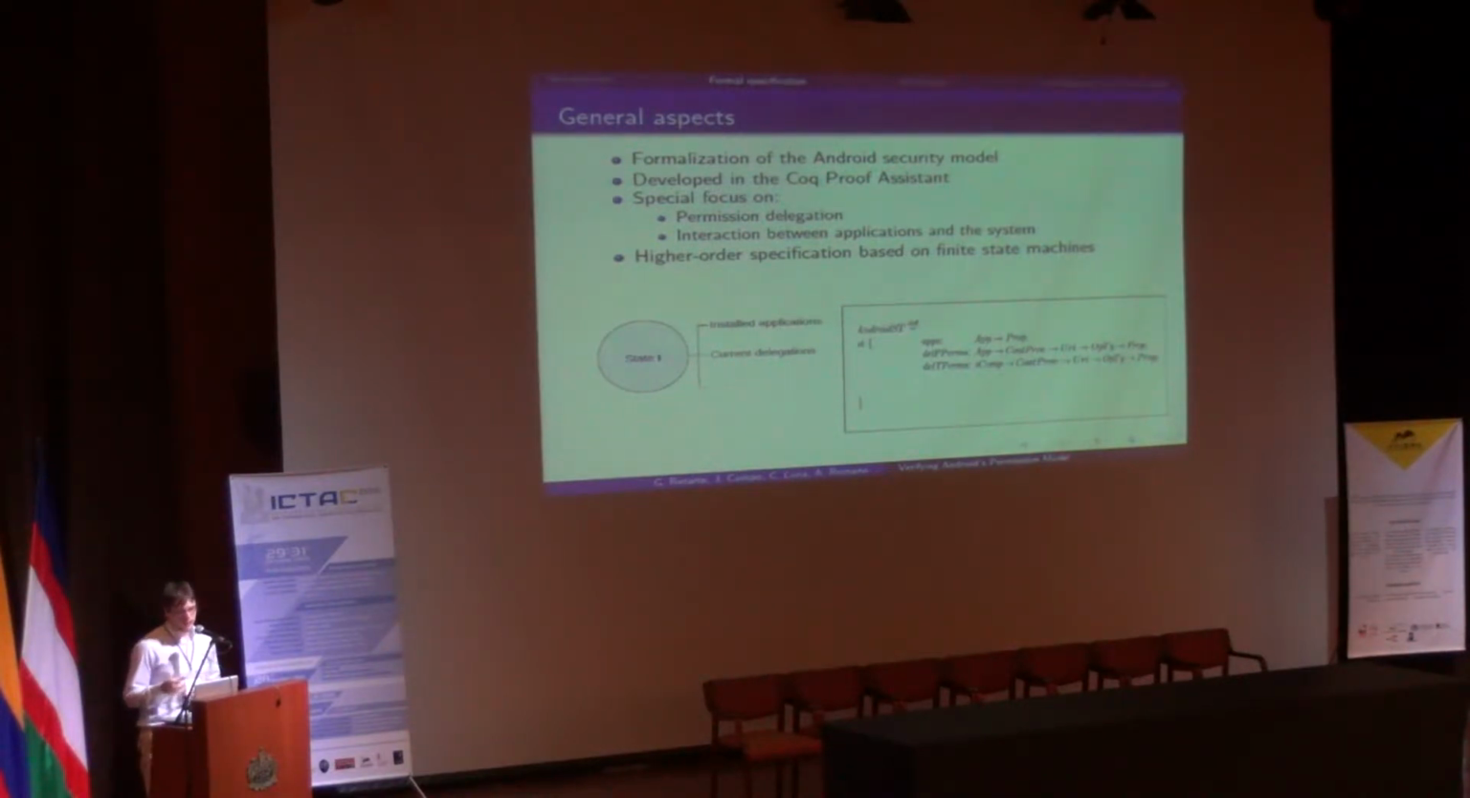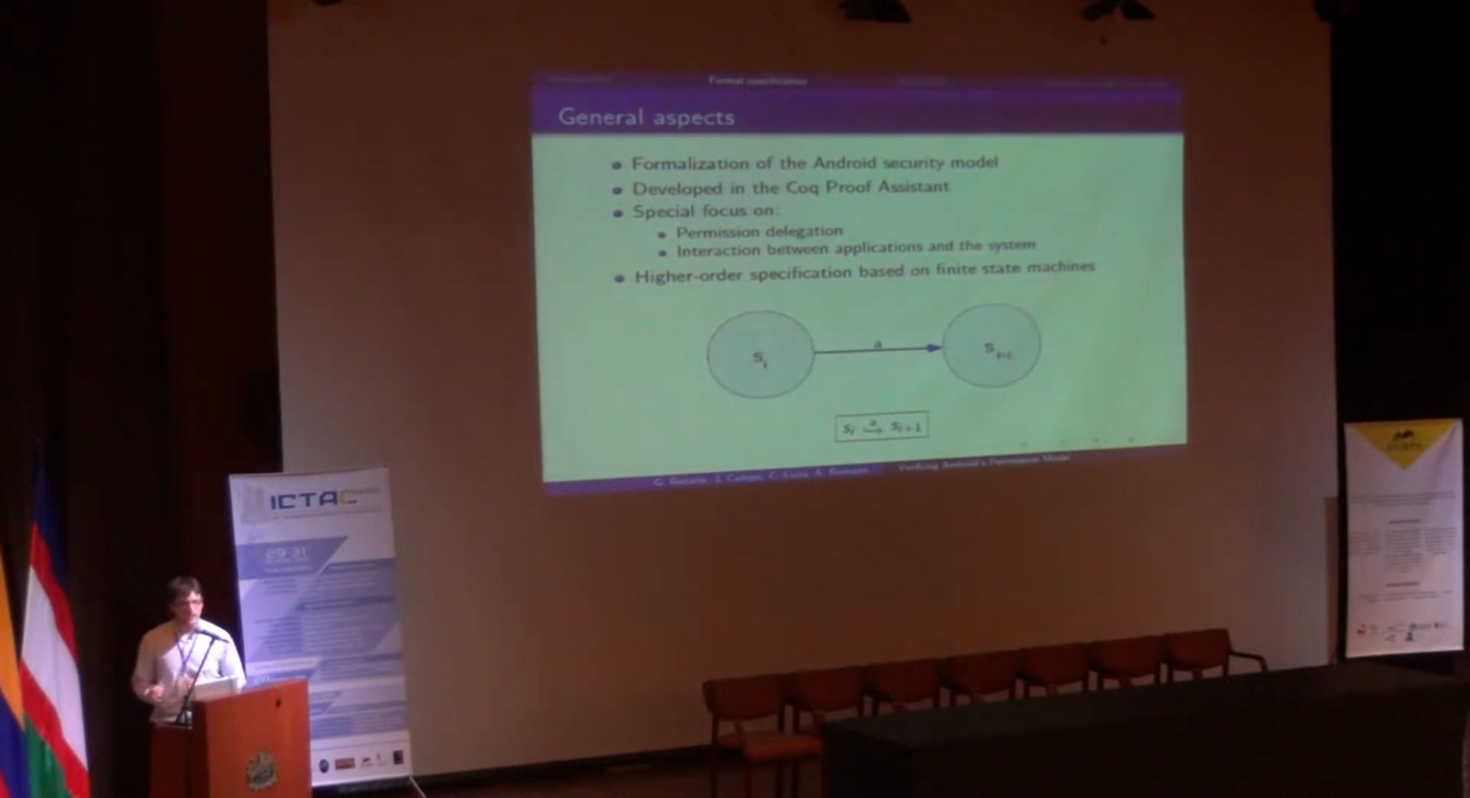The first field is the one you are seeing here. It's the apps field, which is a predicate that is satisfied if the application that it takes as argument is installed in the state being defined. The other two fields, for example, represent the permission delegations taking place, both temporary and permanent delegations. That's why there are two fields. There are other fields representing other variables, but I won't explain them in this presentation.